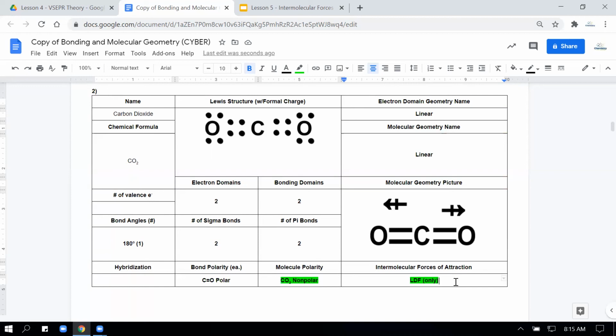Okay, so that is how I would like you to complete the bonding and molecular geometry assignment. There's also a separate simulation on intermolecular forces that everyone is going to complete as part of the work this week.